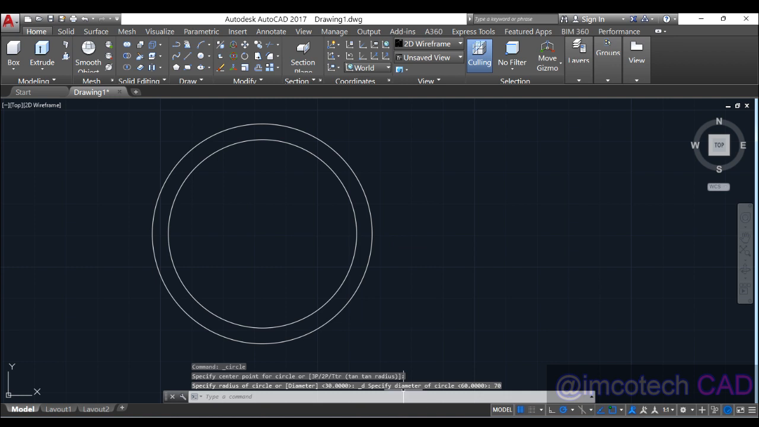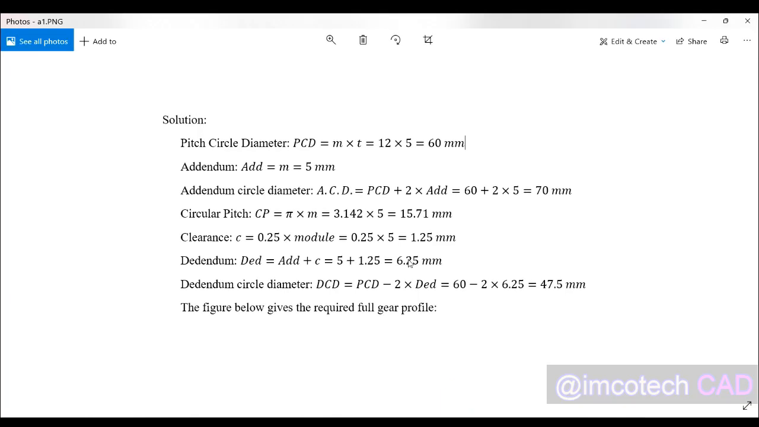That is it. Now let's find the dedendum circle diameter. You can see that for you to have the dedendum circle diameter, we are going to find the clearance first. I will explain this when I'm done. So clearance is equal to 0.25 times module, or 0.25 divided by the diametric pitch. The diametric pitch is actually the number of teeth per unit length on the pitch circle. That is the number of teeth, which is 12.